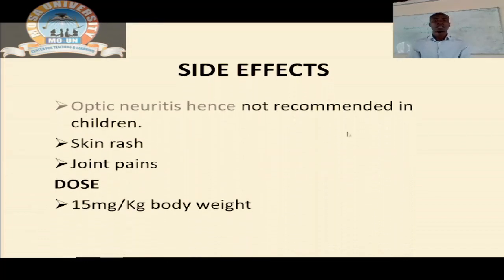The side effect of ethambutol is optic neuritis. Optic neuritis causes inflammation of the optic nerve. Hence, this drug is not recommended in children. So we don't give ethambutol in children because of the optic neuritis. The other side effects are skin rash and also joint pains. The dose of ethambutol is 5 milligrams per kg body weight.